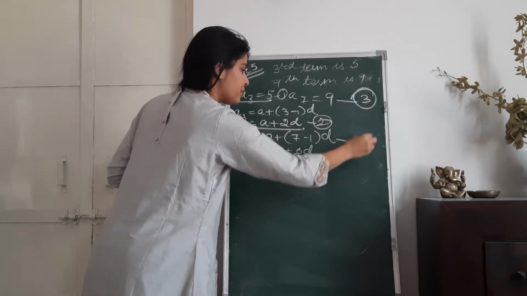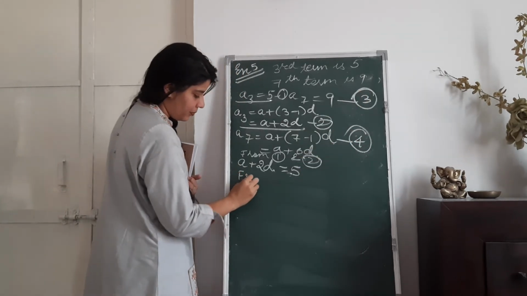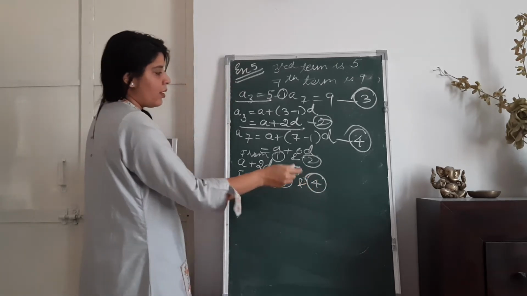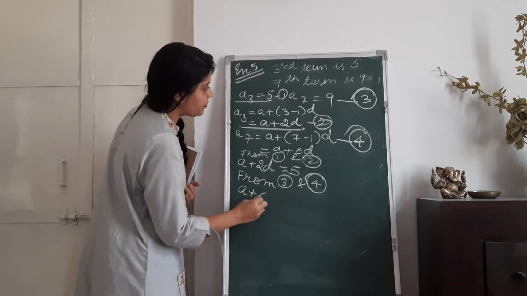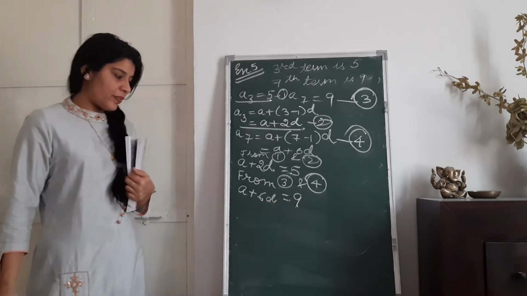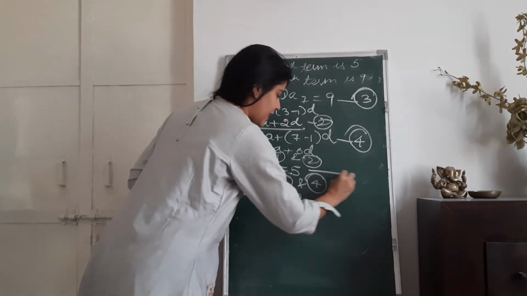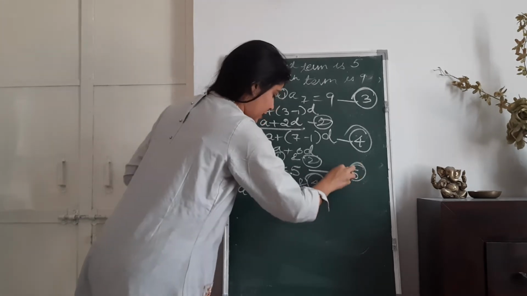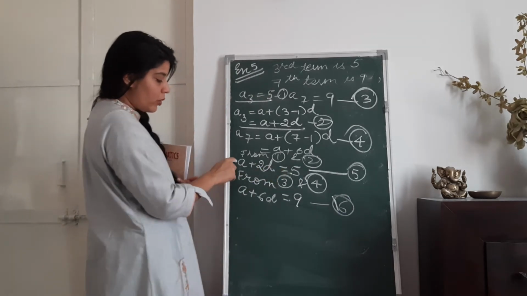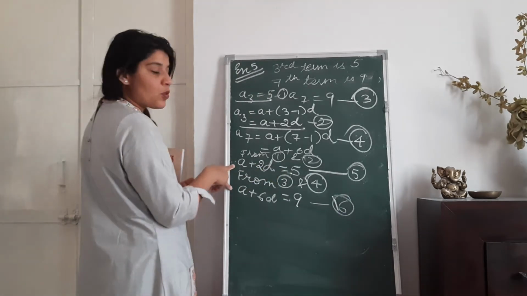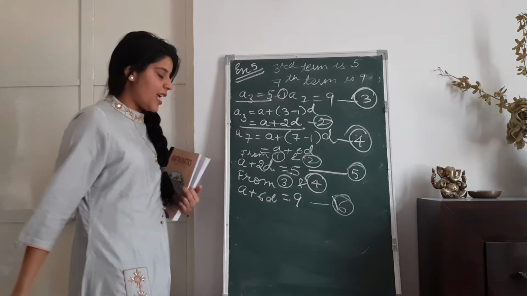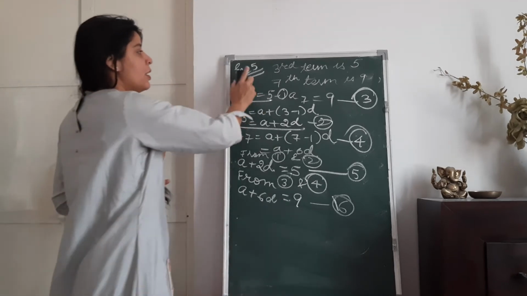From 3 and 4, I get a plus 6d as 9. Correct? Now let us say this is the 5th equation and this is the 6th equation. So basically we have 2 equations and 2 variables. So we just have to solve these equations and we'll have the values of a and d with which we can determine this AP. Now let us see how we are going to solve these 2 equations.